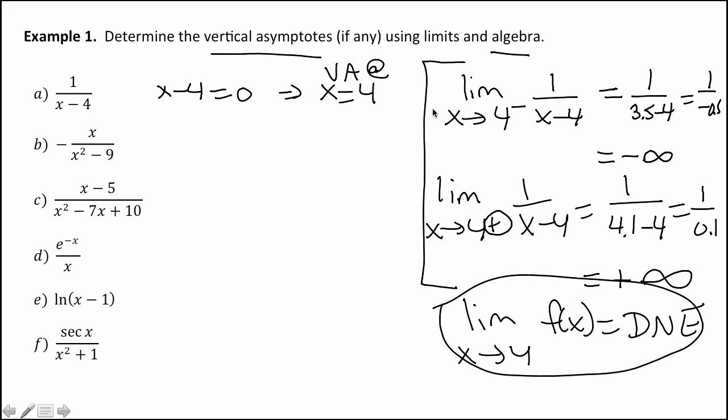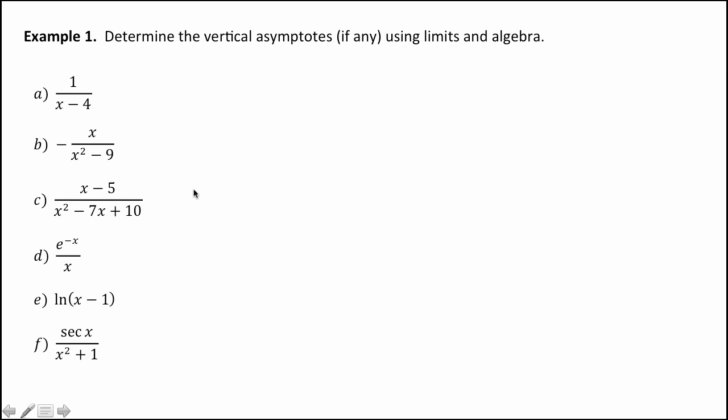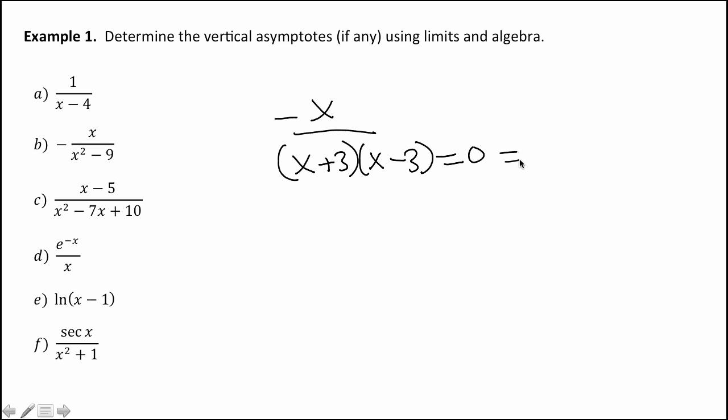In any case, because these approach infinity, we have a vertical asymptote at x equals 4. Okay, let's take a look at the second part. So from algebra, we want to figure out where the denominator is equal to 0, right? So we'll just factor. When we factor the denominator, we get (x + 3)(x − 3). So we set that equal to 0, and we end up getting that x equals negative 3 and positive 3, because that's when this is 0, and 3 is when that will be 0.